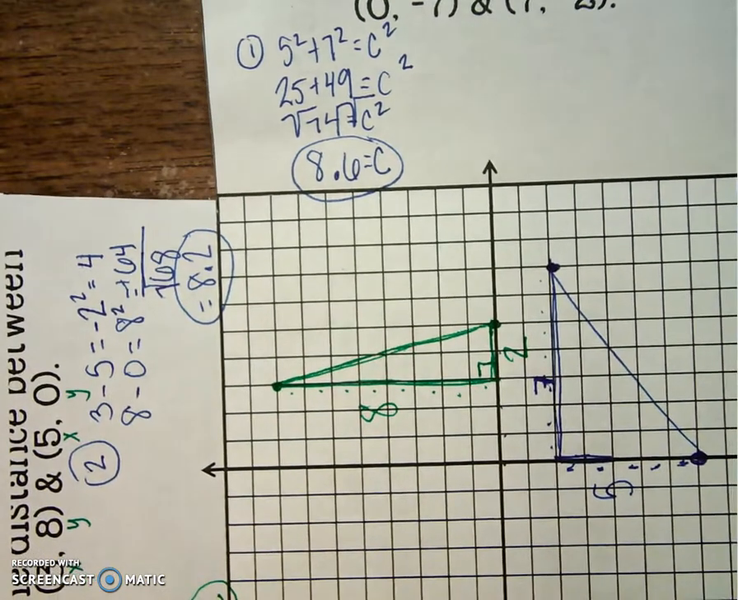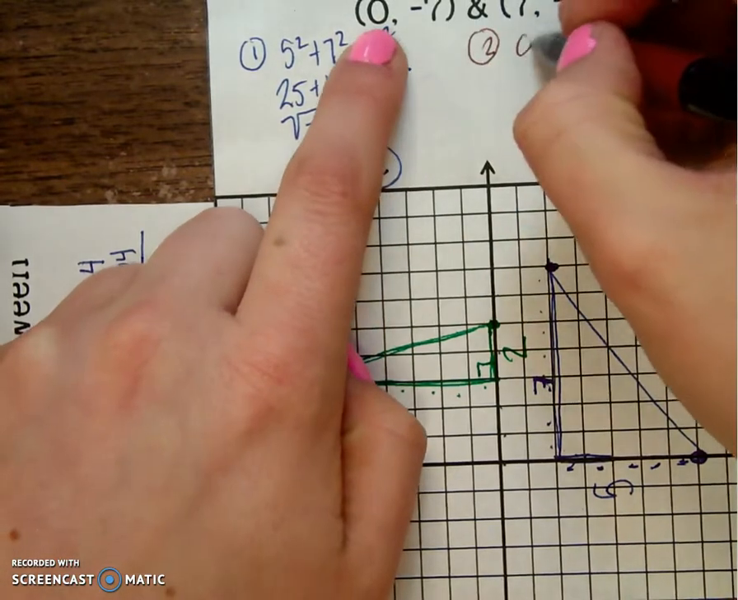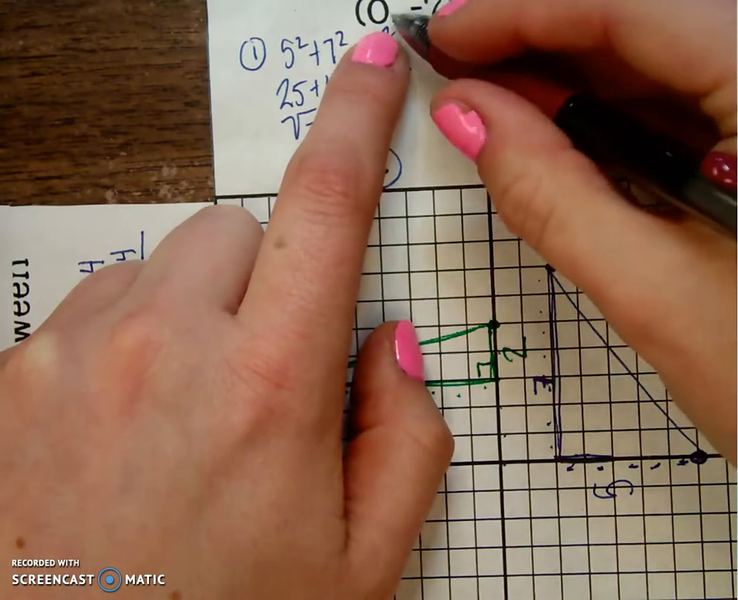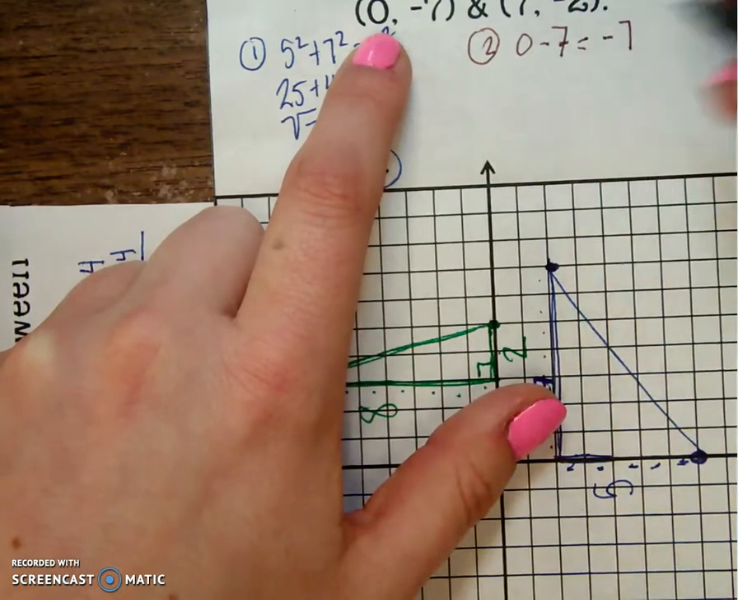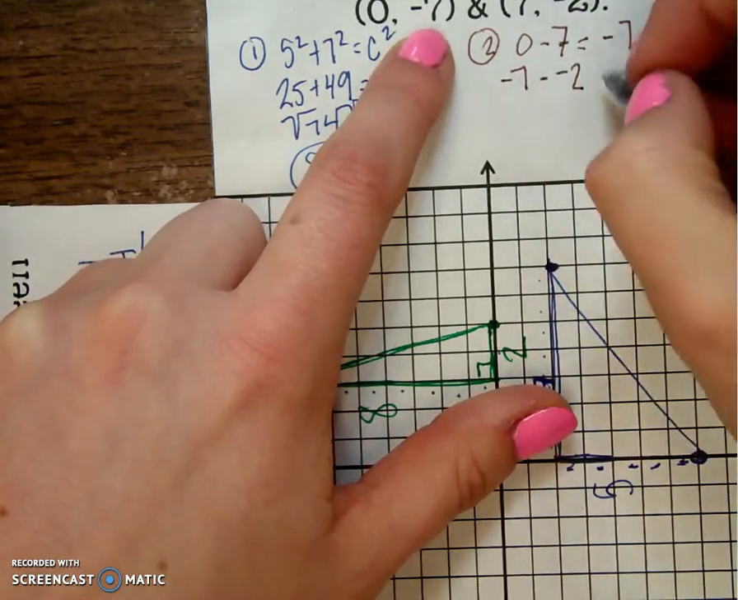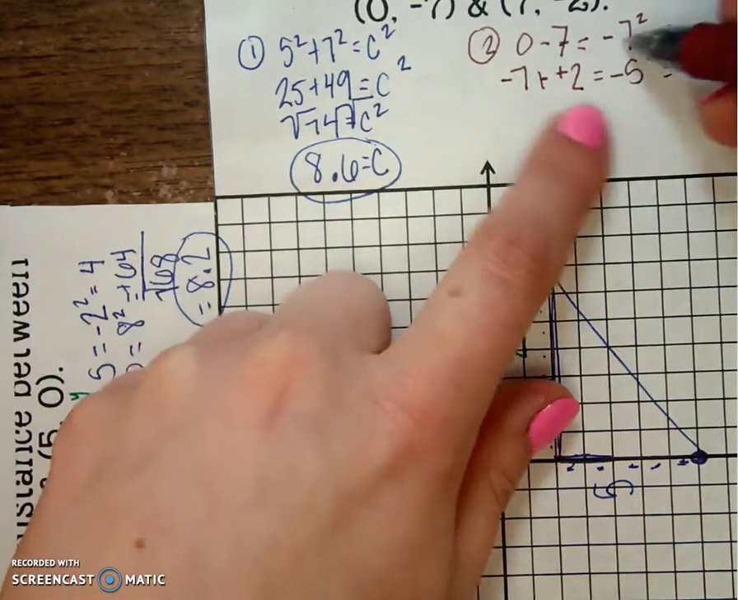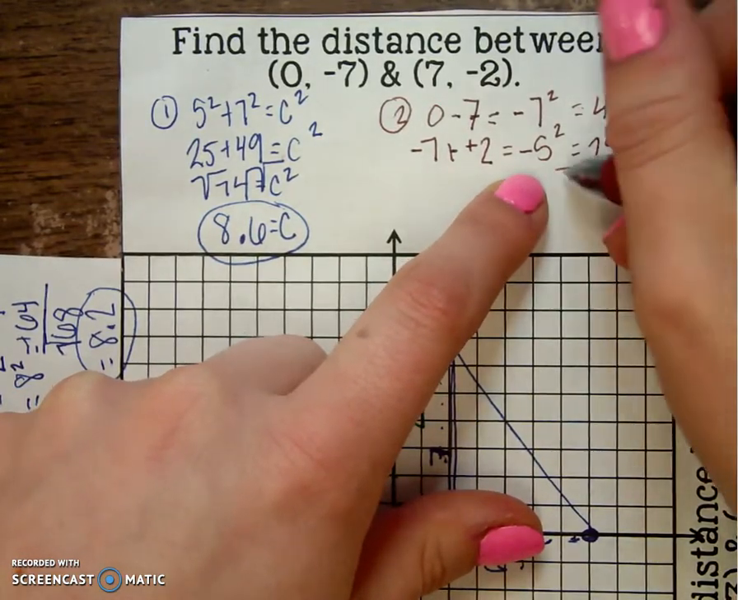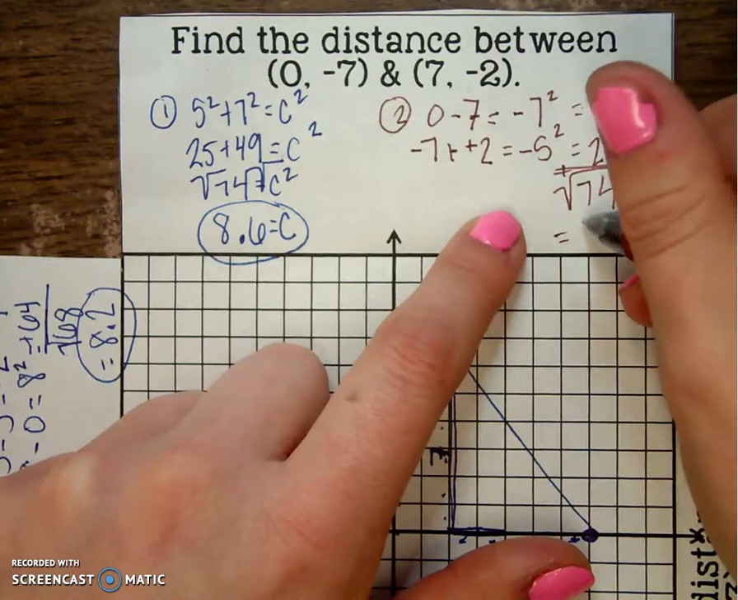And let's show that the other way as well. Method 2, subtract your x's. 0 minus 7 is -7, and my y's, -7 minus -2, change, is -5. Square them both. -7 times -7 is 49, and -5 squared is 25. Add them together. We get 74. And then find the square root. It's about 8.6.